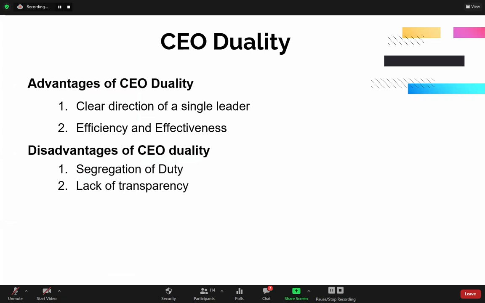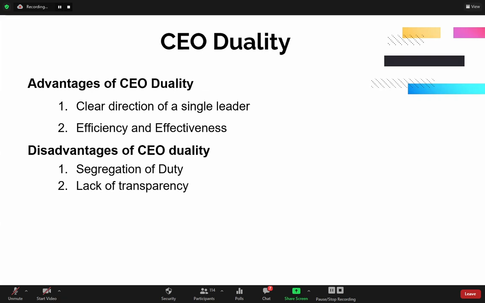So some of the advantages of CEO duality is clear direction as a leader, and a BOD who also serves as a CEO certainly has enormous power within a company. Hence, there is clear direction as a leader. This will provide clear direction from the CEO to the managers, stakeholders, and subordinates regarding the strategies and business decisions that exist within the company.